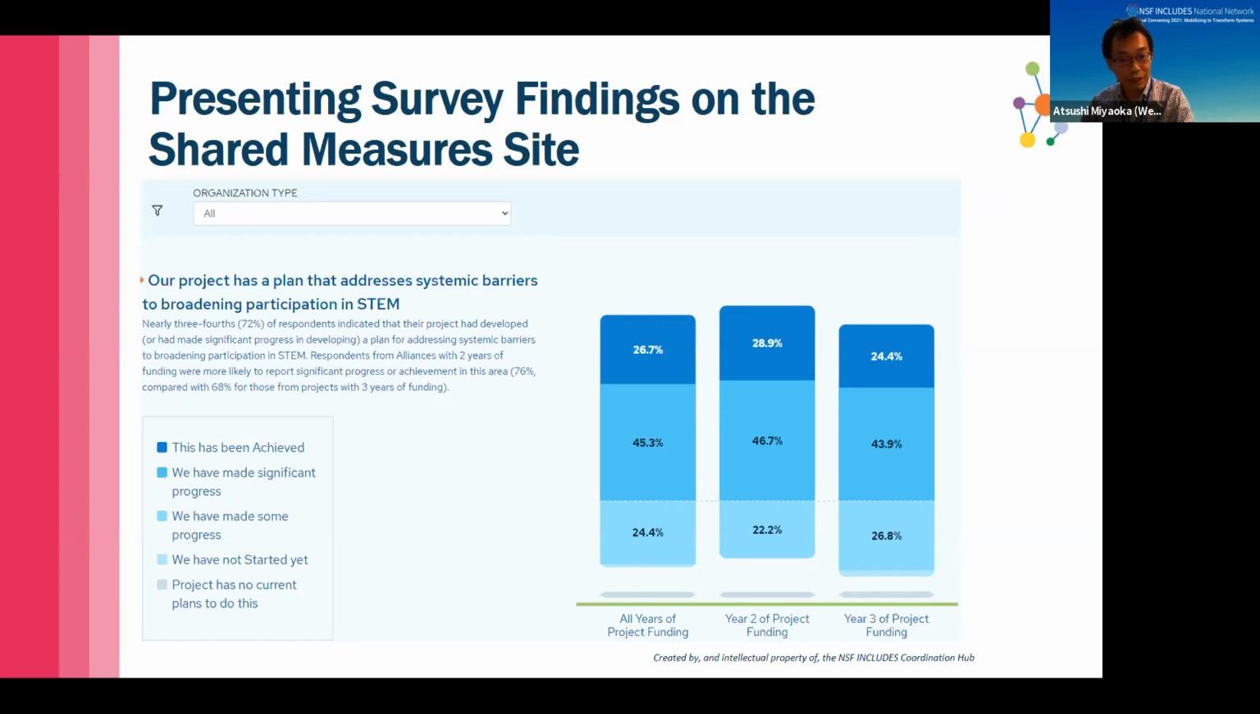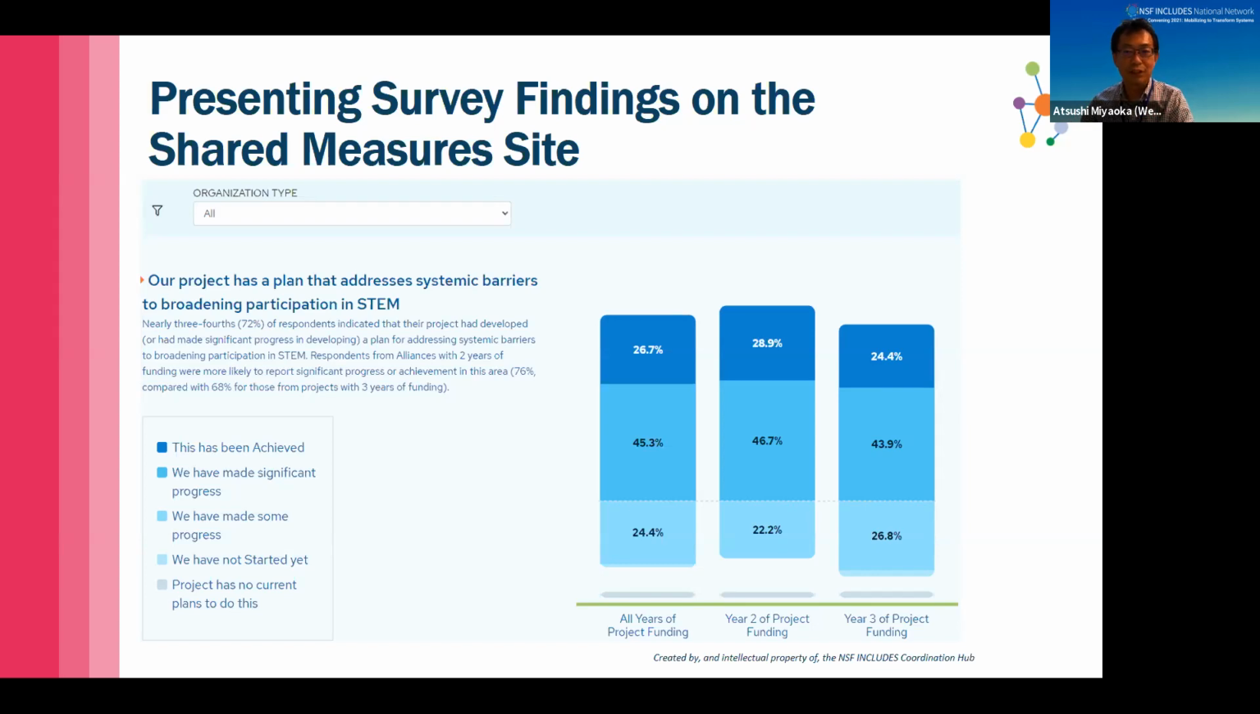We also believe that presenting data in this way is easier to understand and therefore more accessible. You don't need to understand how the statistics were generated. In addition to presenting the survey findings using respondents as the unit of analysis, we also present the findings using the project as a unit of analysis.